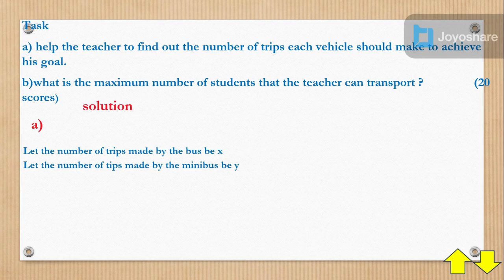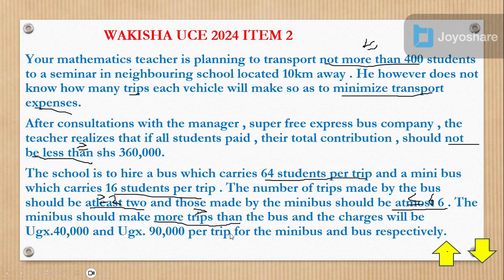And now our first inequality, we shall pick it from this area here, that is our first equation, Y greater than X. Remember, Y is for minibus and X is for bus. Let's go and see where this comes from. Okay, good. So you realize that here they are saying that the minibus should make more trips than the bus.